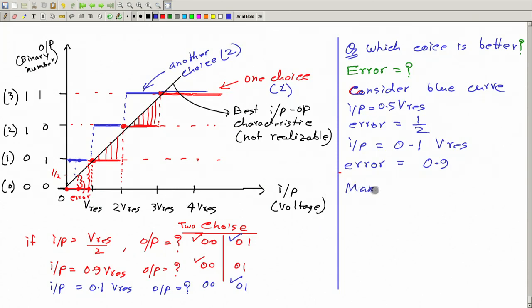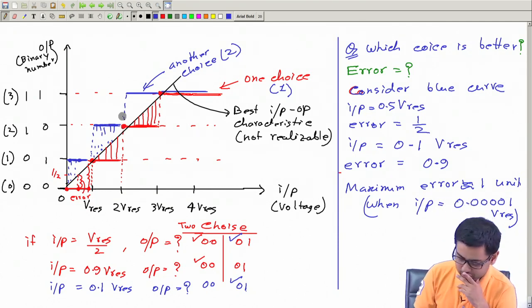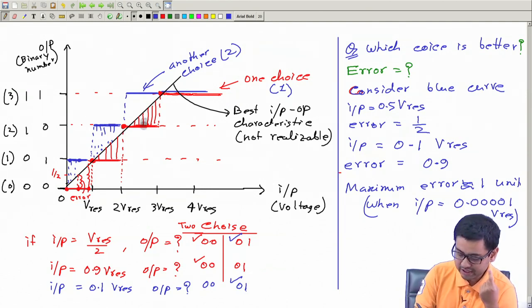And so, what will be the maximum error? This is almost equal to 1 unit, say when input is equal to 0.000001 V res. So, at this point we will have an error of 1. Similarly, these are all the errors at different inputs. So, this is the maximum error, this here is the minimum error, and so on. For both red and blue curves, the maximum error is 1 unit.